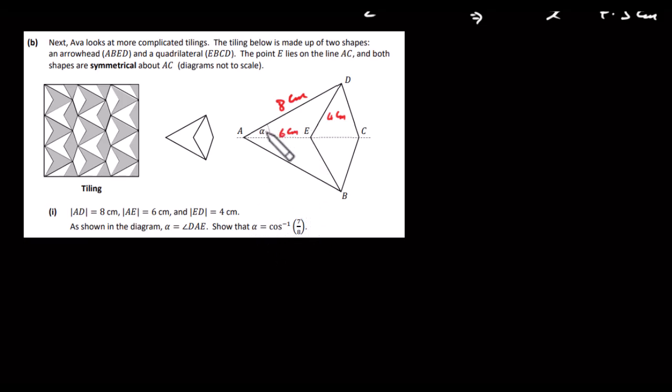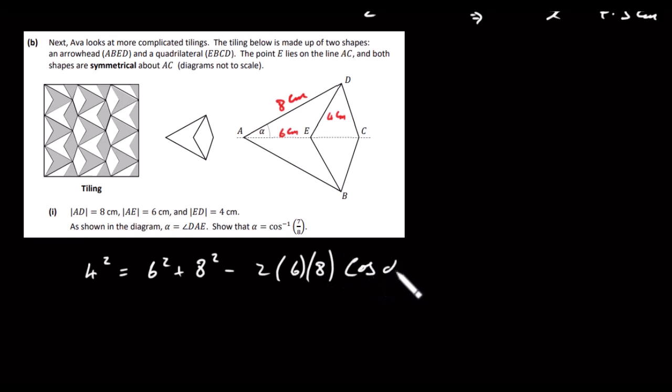Okay, so we have a triangle here with 3 sides, and that should indicate that we need to use the cosine rule. Also the fact that you've got cos down here as well might give you a clue. So we're going to start with the side opposite the angle we're talking about within the formula. So we're going to start with 4, so it's going to be 4 squared is equal to 6 squared plus 8 squared minus twice 6 times 8 cos alpha. So that's the cosine rule.